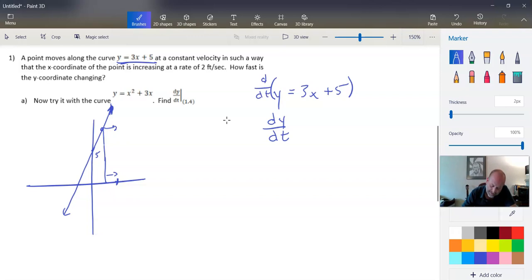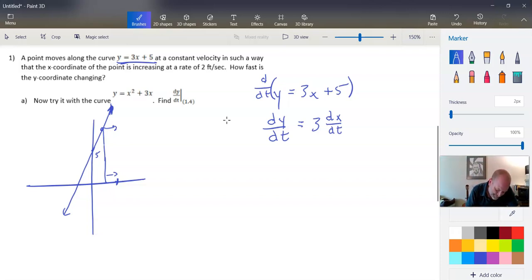Well, if I do that, let's see, the left-hand side is going to be dy/dt. The right-hand side, I need to take the derivative of, but you have to remember it's with respect to t, not with respect to x. So the derivative of 3x with respect to x would be 3, but we don't know the derivative of x with respect to t right now. And then the derivative of 5 is 0. So this is what we end up with, right?